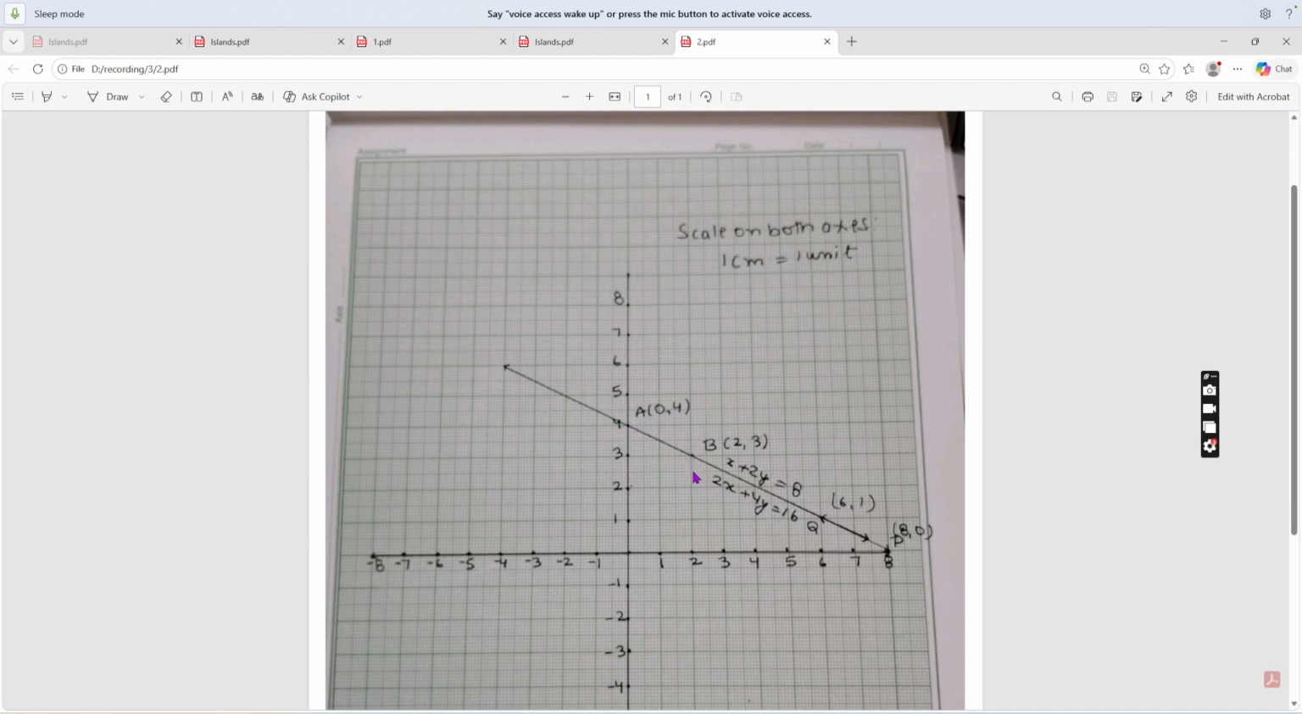Now we go for the point B. Now see, this is the point B. It is (2, 3). So it is 2 here and here it is 3. So this is the point B. Now we are joining A and B and we are extending to both the sides.